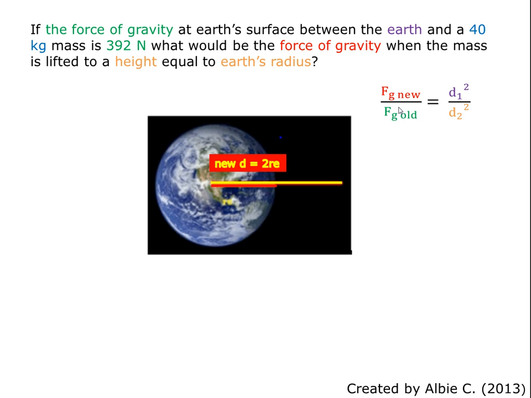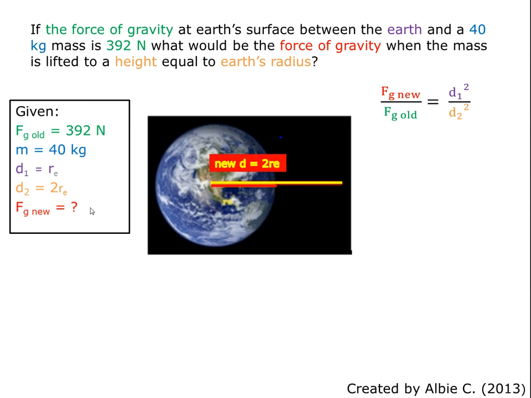And we can solve this problem by using a version of the inverse square law, which states that the ratio of the gravitational forces equal the ratios of the distances squared. Using this relation allows us to not have to worry about the mass of the object. Next, we determine the values that are given.